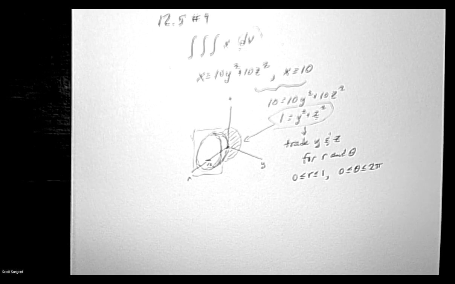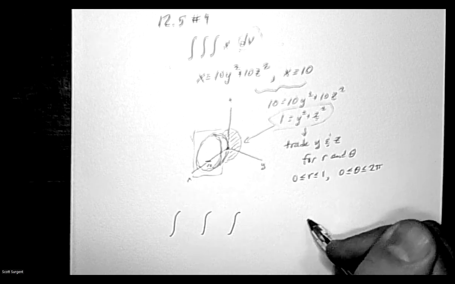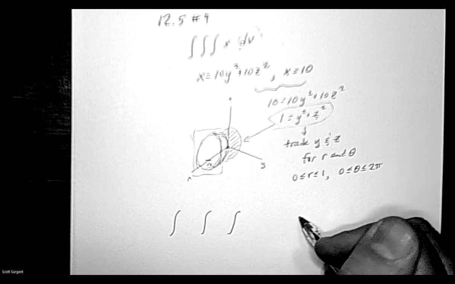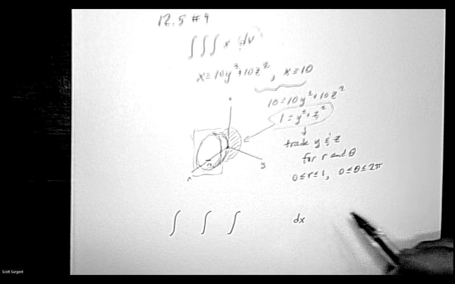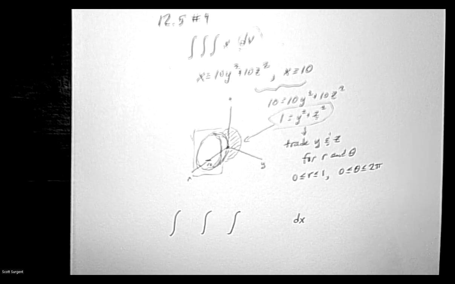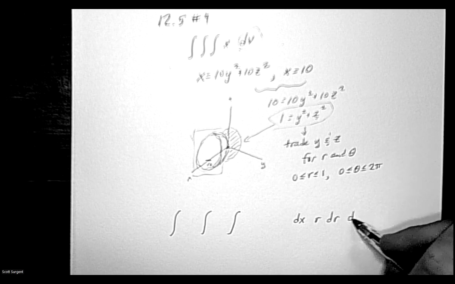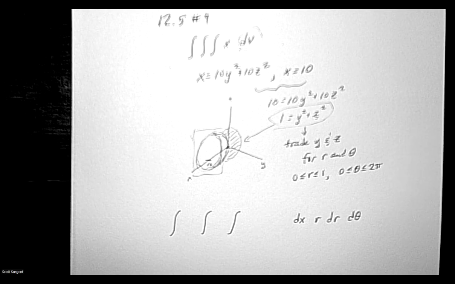And then x will stay x. And so I guess it's a question then of how we want to set up our triple integrals. So I'm going to spread these guys out a little bit. And I'm going to keep dx. And then where normally I would have y and z, I'm going to have r and theta. And that means I have to include that Jacobian.